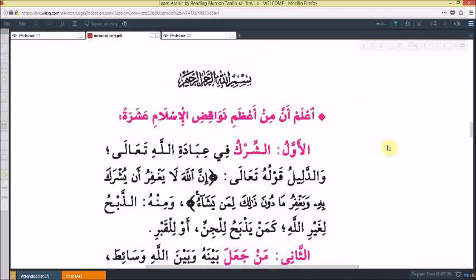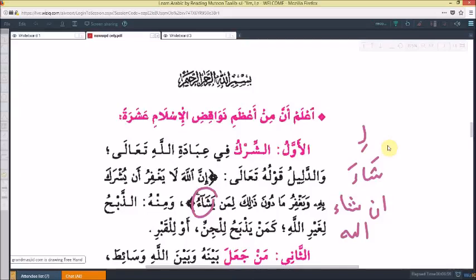Dhalika, that. Liman, for whoever. Li is for or to. Man is whoever or who. Yasha, from sha'a. We know this when we say insha'Allah, whatever Allah willed. MashaAllah. The present tense of that is yasha. Insha'Allah. MashaAllah is past tense, whatever Allah willed.